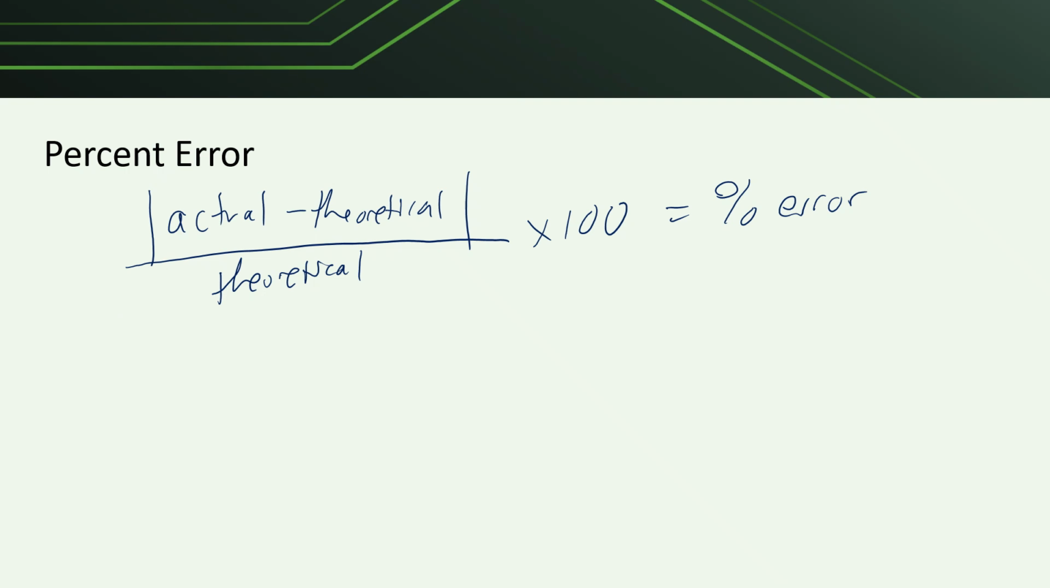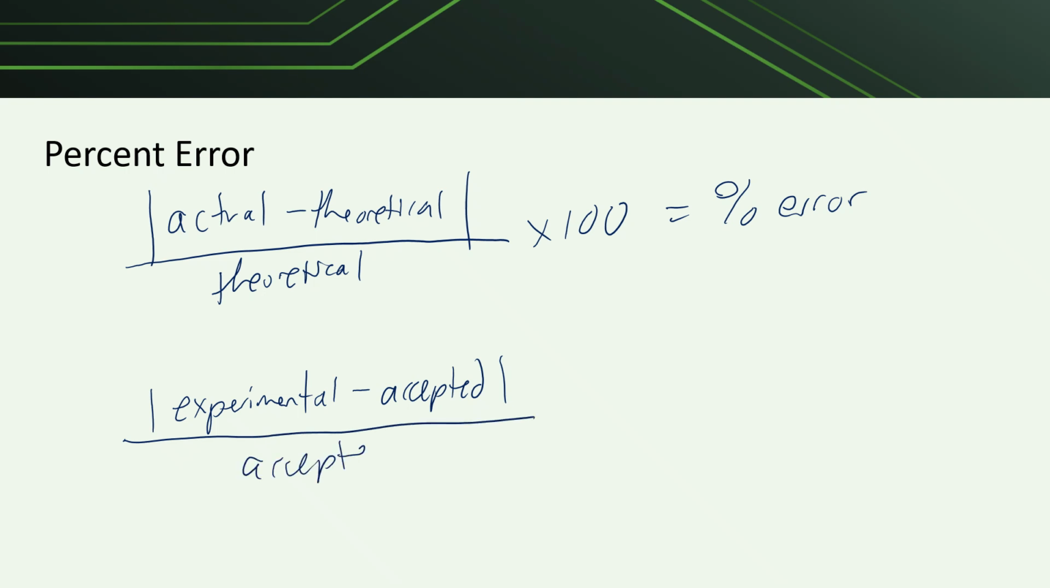You could also write it like this. I've also seen experimental. So what value did you get in your experiment? Minus the accepted value. So like the published value, the accepted by the scientific community value, all over the accepted, times 100. And again, these are the same thing. They're just two different ways of describing what you are measuring as actual or experimental versus the published true value, which we would call the theoretical or the accepted value.